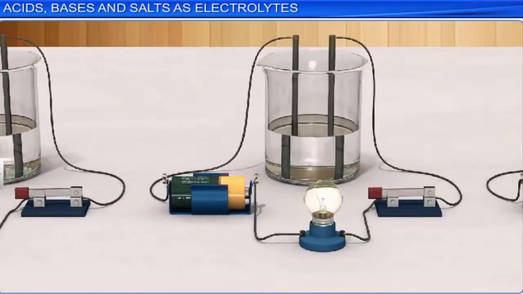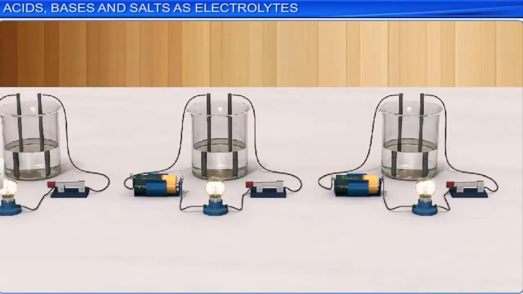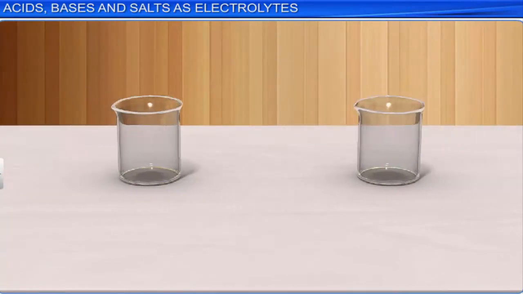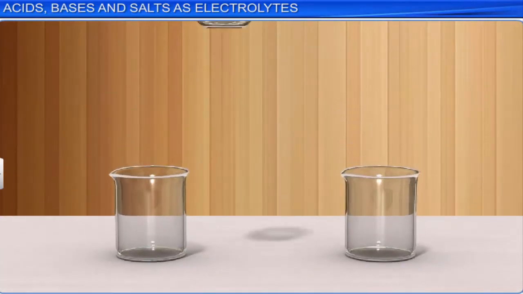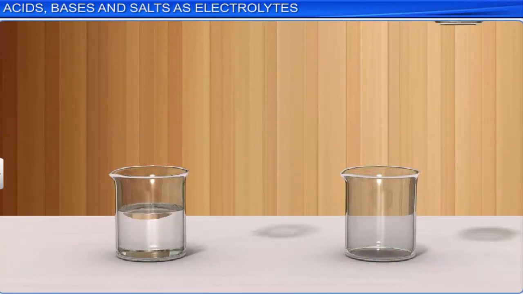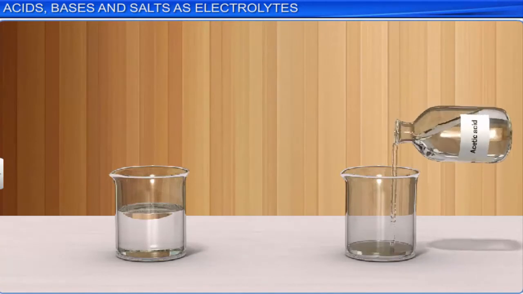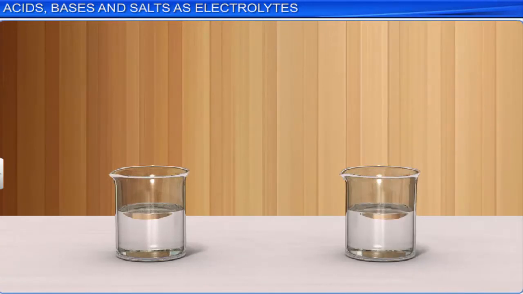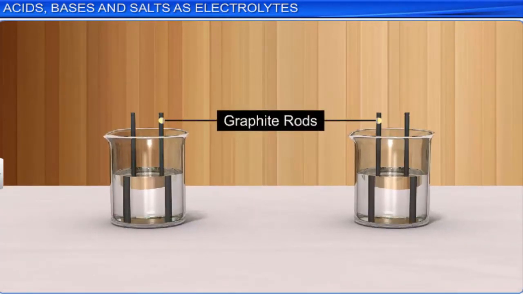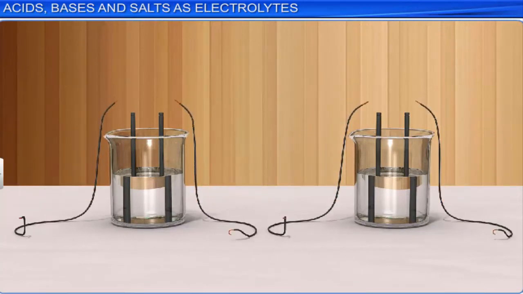Acids, bases, and salts conduct electricity in their aqueous and molten states. Let us perform an experiment to understand their conductivity. Place 2 beakers on a table. Pour some dilute hydrochloric acid into the first beaker. Next, pour some acetic acid solution into the second beaker. After filling the beakers, dip 2 graphite rods in each. Connect wires to the graphite rods in the beakers.